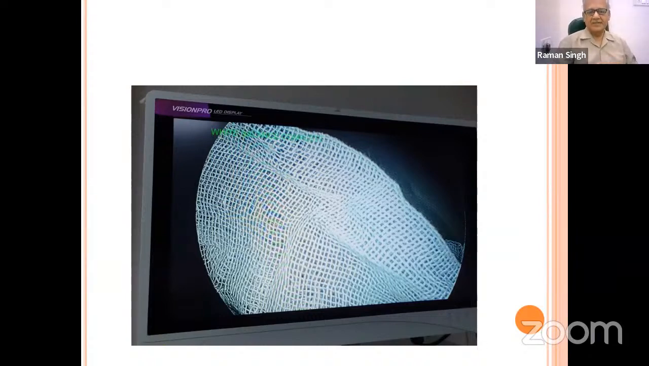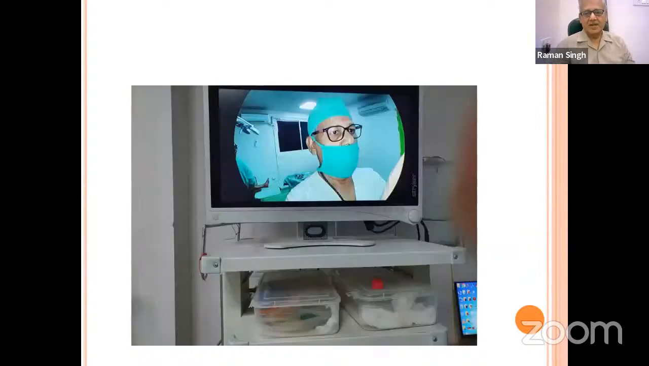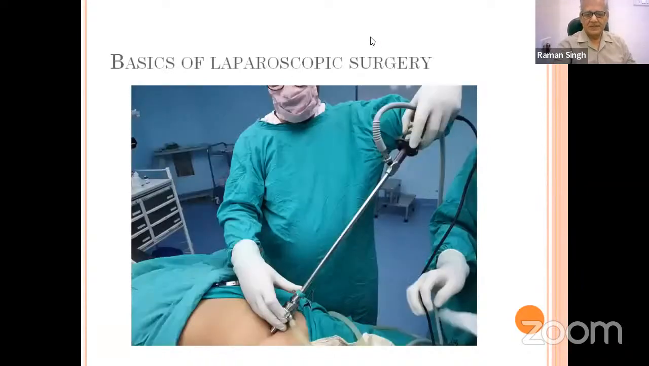So after attaching the light source and camera head to the telescope, it is essential to do white balancing to get a natural picture. After getting a natural picture, we introduce this telescope attached with camera head and the light source. It is introduced into the first port, that is the camera port over here.